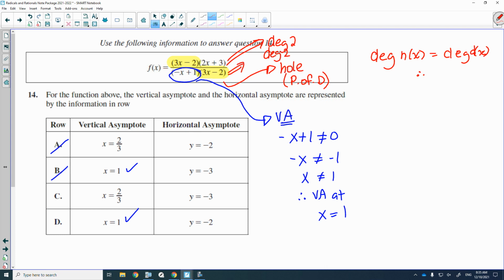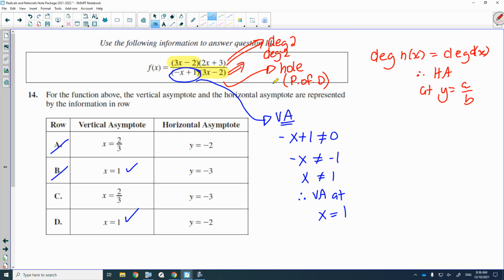Therefore, what was this one? Yeah, this was the one. This is sort of the one that I memorize. This is the one that will give you, when they're equal, y is equal to a over b. So there's going to be a horizontal asymptote at y is equal to a over b. A is the leading coefficient of the numerator. B is the leading coefficient of the denominator.